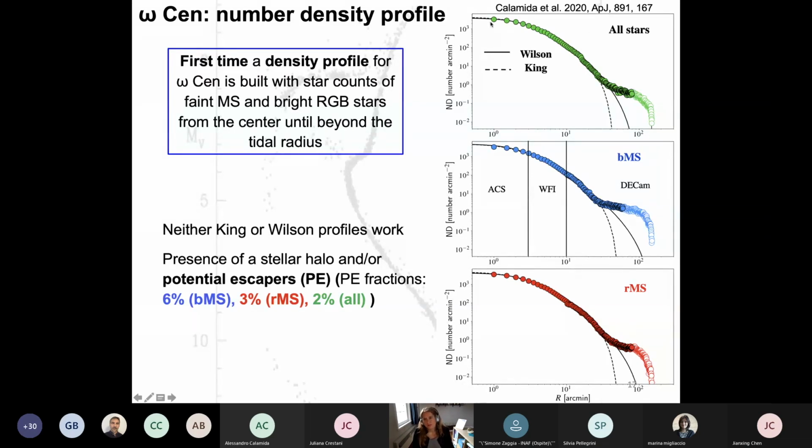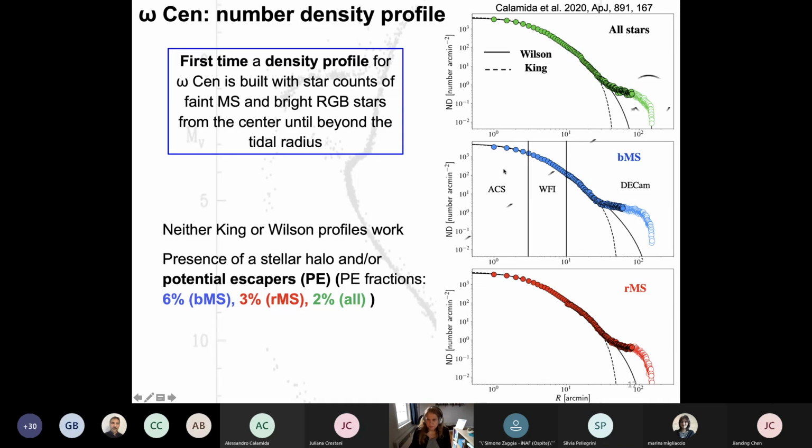This is the density profile of the cluster for all the stars. We compare with theoretical models from King and Wilson in all the plots. This is the density profile of only the blue main sequence stellar population, and this is for only the red main sequence population. As you can see, the King and Wilson profiles don't really work in reproducing the cluster density profile, especially at larger distances from the cluster center.